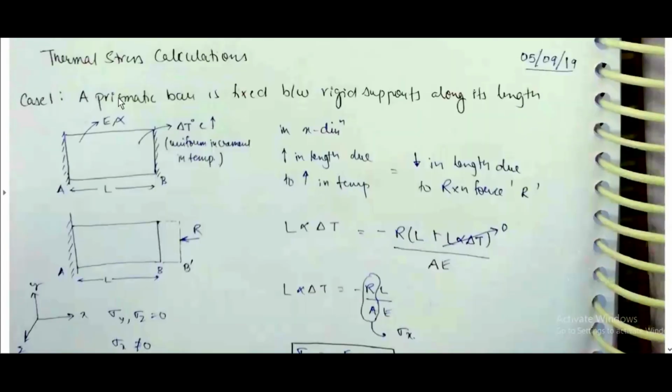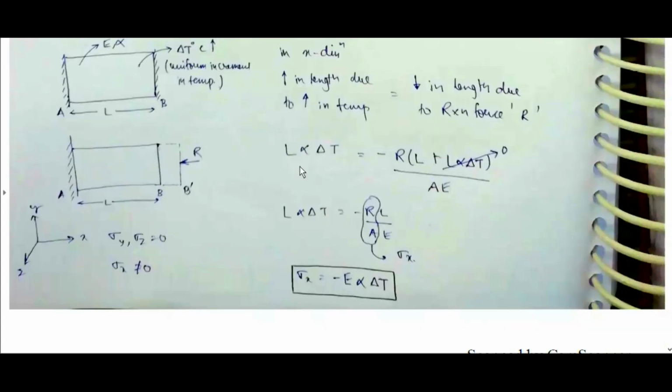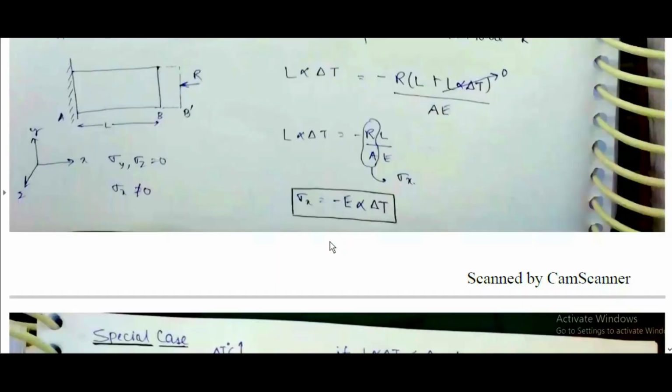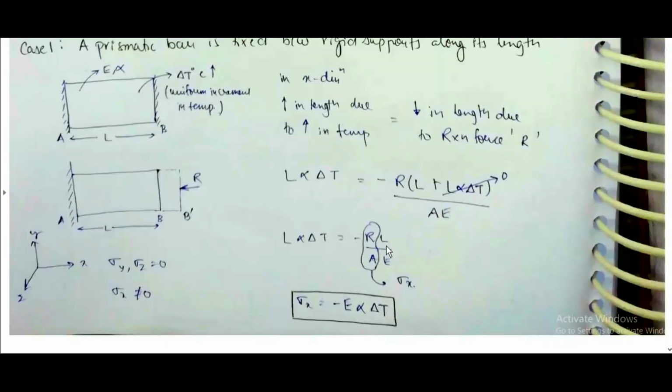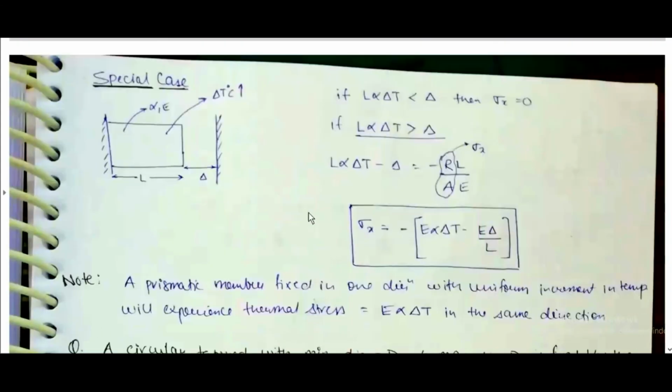Thermal stress calculations. A prismatic bar is fixed between rigid supports along its length, with L, A, B, E, alpha, delta T. In the x direction, the increase in length due to increase in temperature is equal to the decrease in length due to reaction force R. L alpha delta T is equal to minus RL by AE, so sigma x is equal to minus E alpha delta T.